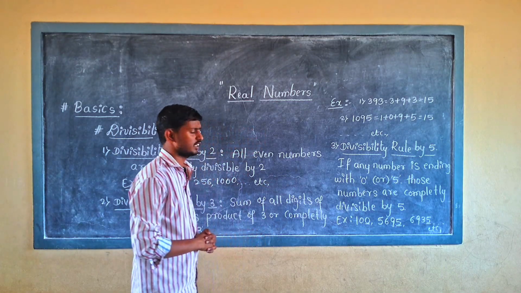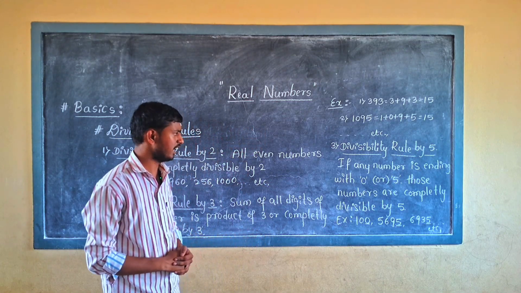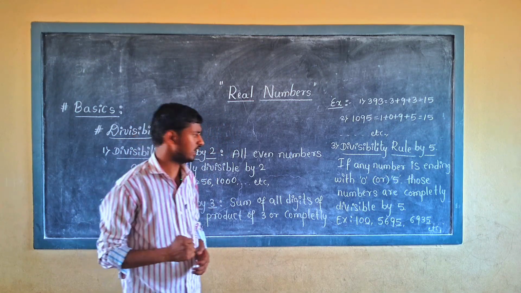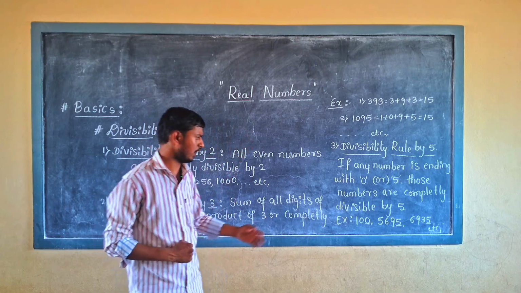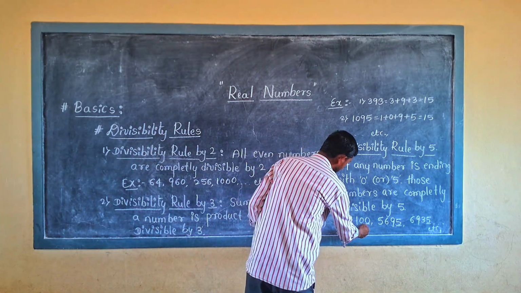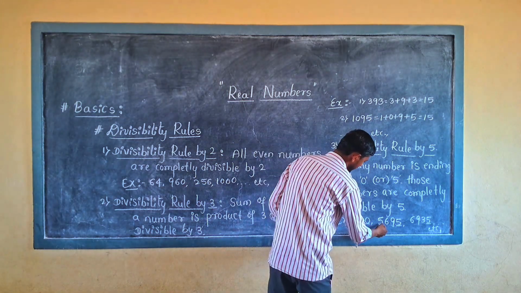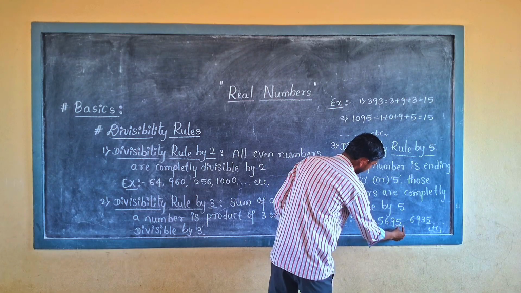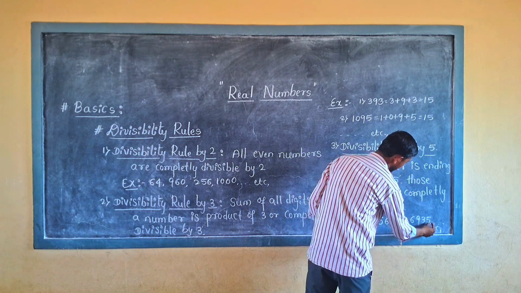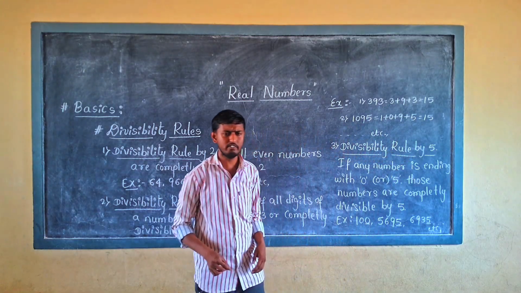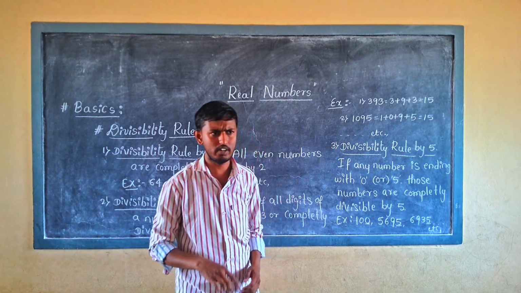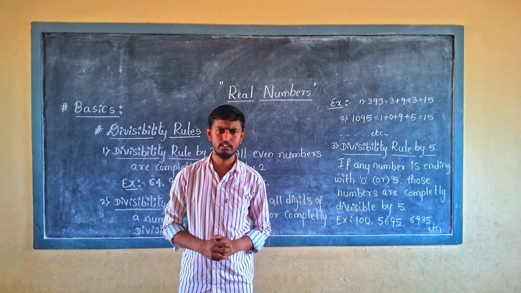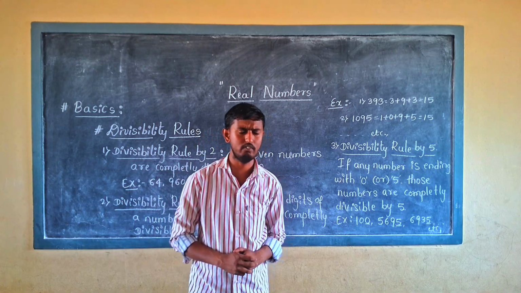Another divisibility rule is the divisibility rule by 5. It says that if any number ends with 0 or 5, those numbers are completely divisible by 5. For example, 1000 or 100 has a last digit 0, or another example, 5695, here the ending digit is 5. 6935, here also the ending digit is 5. If any number ends with 0 or 5, it is completely divisible by 5. As I already said, these divisibility rules help in finding the prime factorization of a given number.